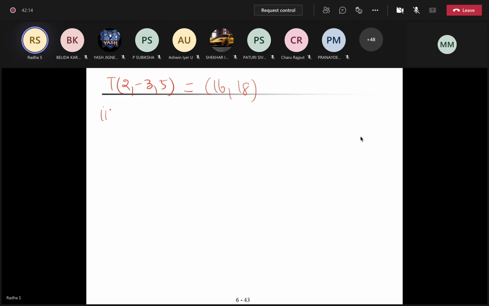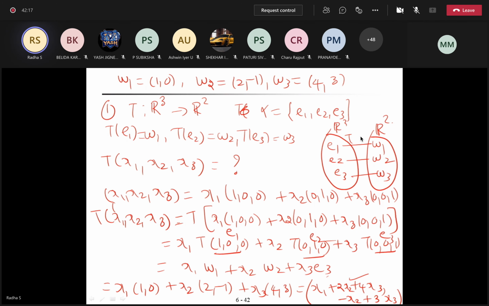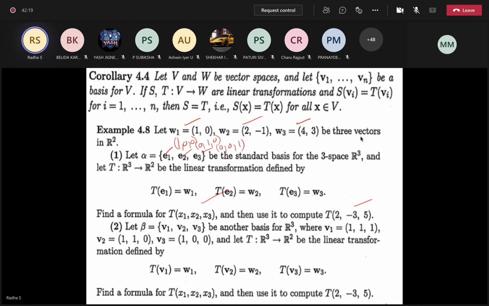Okay, the second part we'll do now. The first part is over; we have completed it. We have found this, and we also used to compute this one. Now see the second question. What is the second part? Let beta be equal to {v1, v2, v3}, another basis for R^3. So instead of taking the standard basis, here they have taken another basis.